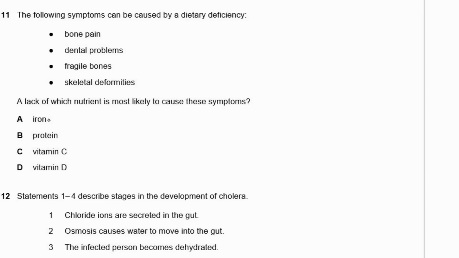So iron, nope, that's to do with red blood cells. That's due to energy levels. So it's not iron. Protein, no, protein would be a lot more to do with muscle wasting. Vitamin C, well, that's much more to do with skin and things like that. The gums start bleeding, but it's not the teeth. And vitamin D, yep, vitamin D is necessary so you can absorb the calcium so your bones and teeth are nice and strong. So D.